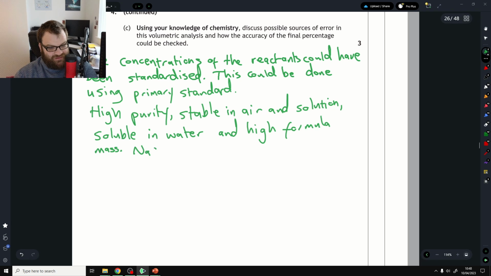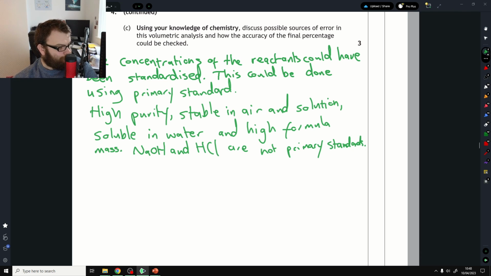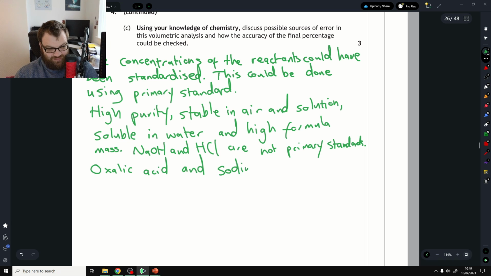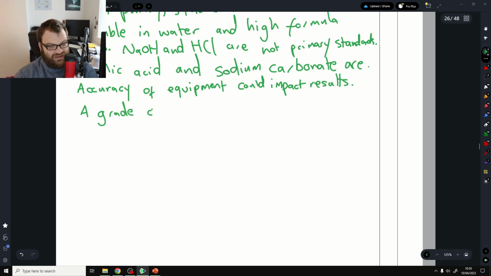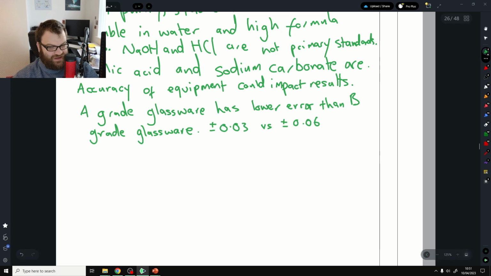Linking it back to the question, we had sodium hydroxide and hydrochloric acid, which are not primary standards. We could then talk about the chemicals we could use to standardize them. Salicylic acid and sodium carbonate would both be used to standardize your sodium hydroxide and your hydrochloric acid respectively. The accuracy of the equipment would make a difference as well. A grade glassware has a lower error than B grade glassware. Those errors are usually given as a plus or minus a certain value.